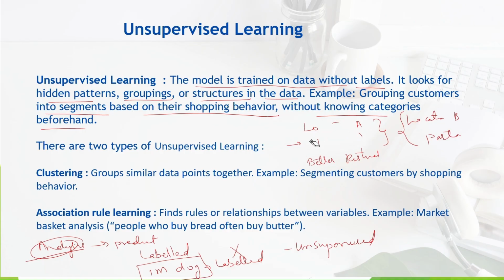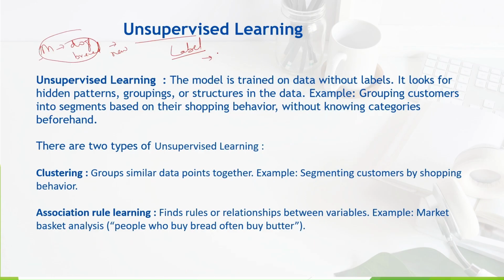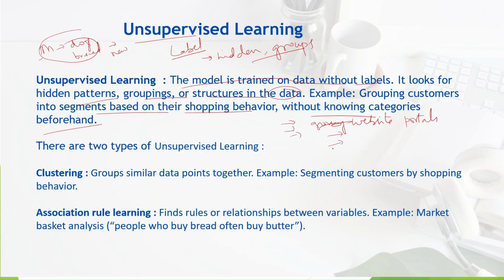Now you may think, is unsupervised learning really helpful? The system learns by itself from the hidden patterns. It just reads the different patterns. It just groups based on the structure or based on the information, and then finally it will be able to predict the new data. Like for example, if you're grouping customers into different segments based on their shopping behaviors without knowing any categories beforehand, we log into so many online portals, correct, online websites, and we purchase different items.